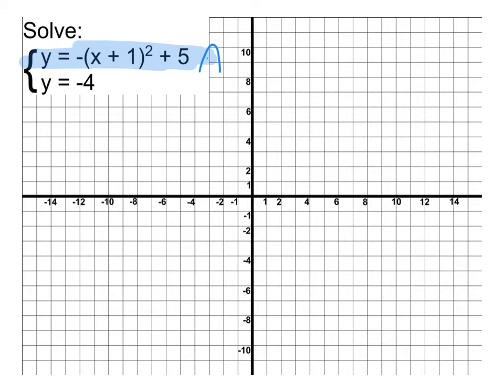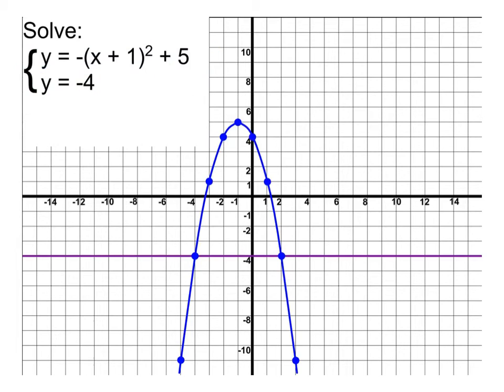Then we need to graph the second equation. And the second equation, y equals negative 4, notice there is no x in this particular equation, which means it's not only a line, but specifically a horizontal line. And in this case, a horizontal line that goes through a y-coordinate of negative 4, which is down here. So I now graph both of those two equations. And here you can see the graph that results from that.